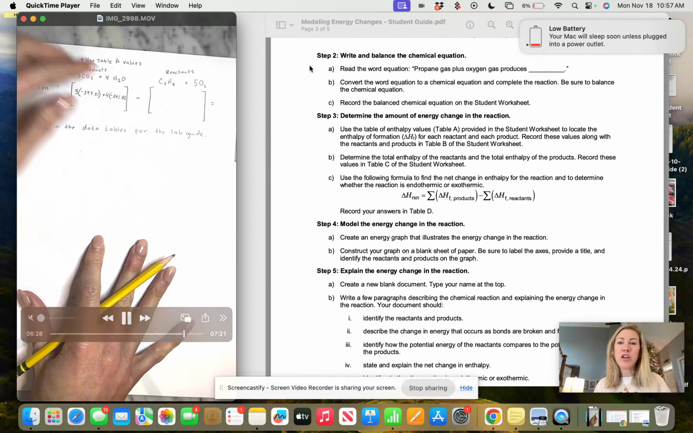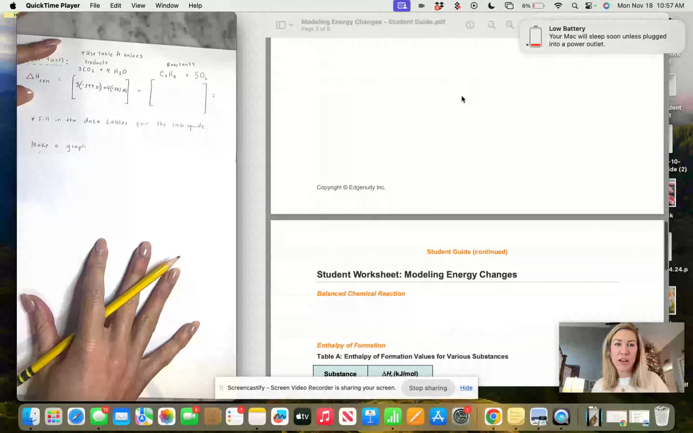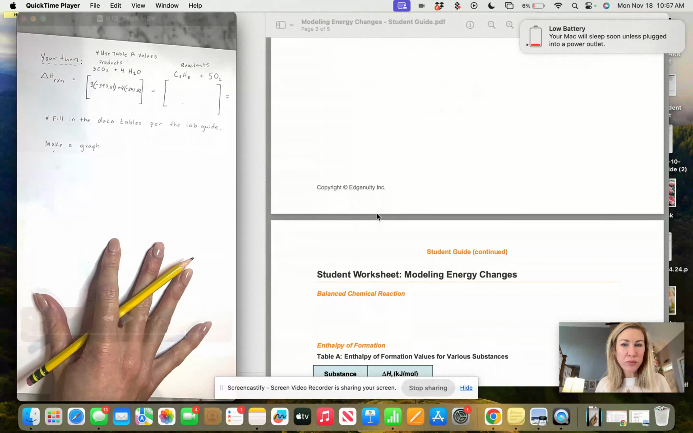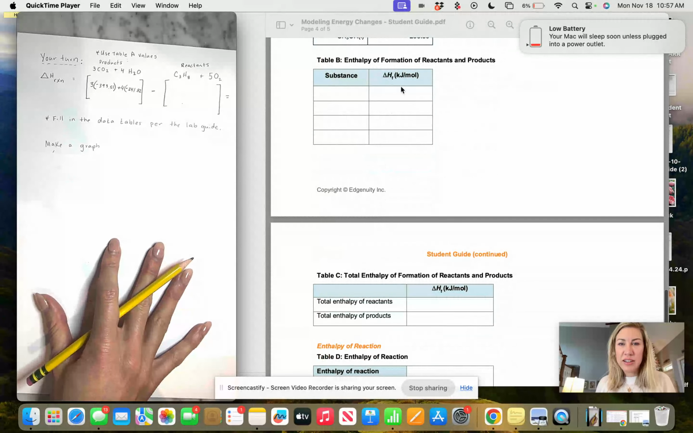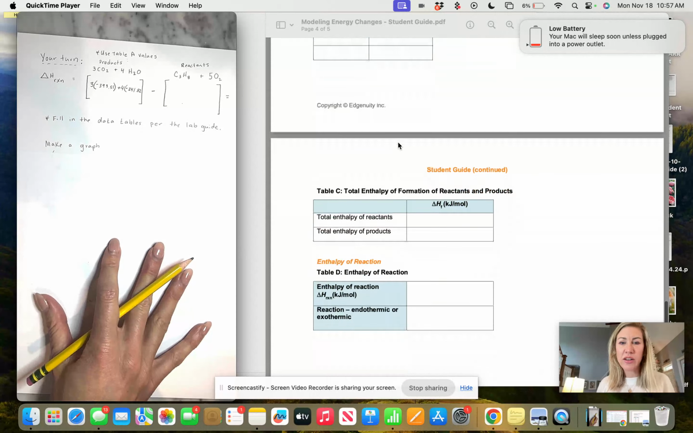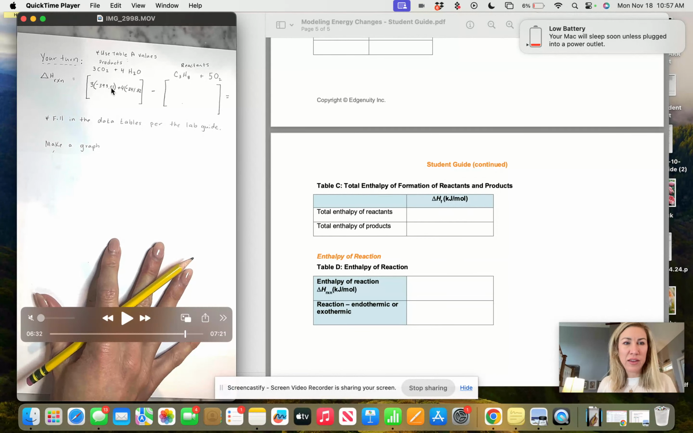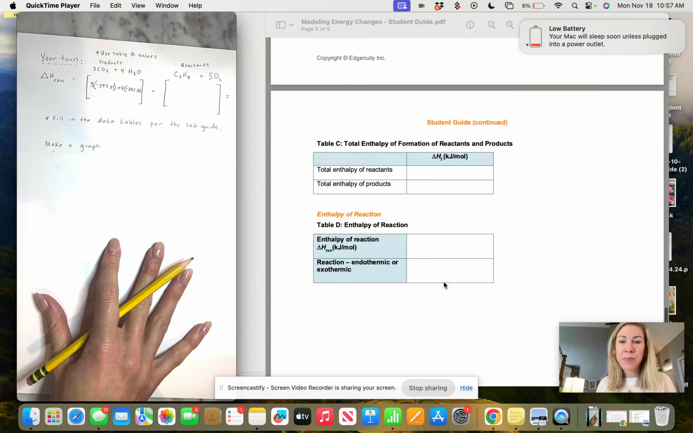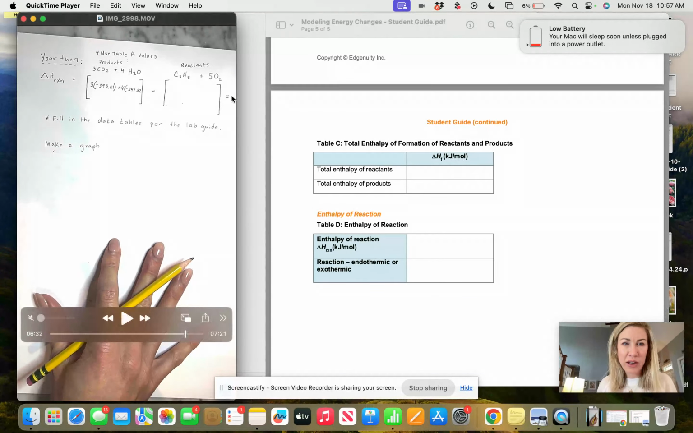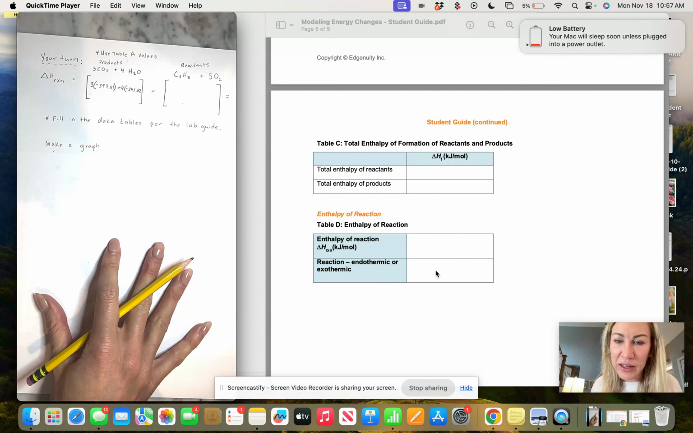This is the part where you can go back in and fill the values in. Let me pause. Into these spaces. These are your reactants and products. These are the values you calculated. Here is your overall totals, right? These values from these 2 boxes. Here's the answer to the reaction, and you deciding if it's endothermic or exothermic. And again, that depends on if the value is positive or if it's negative.